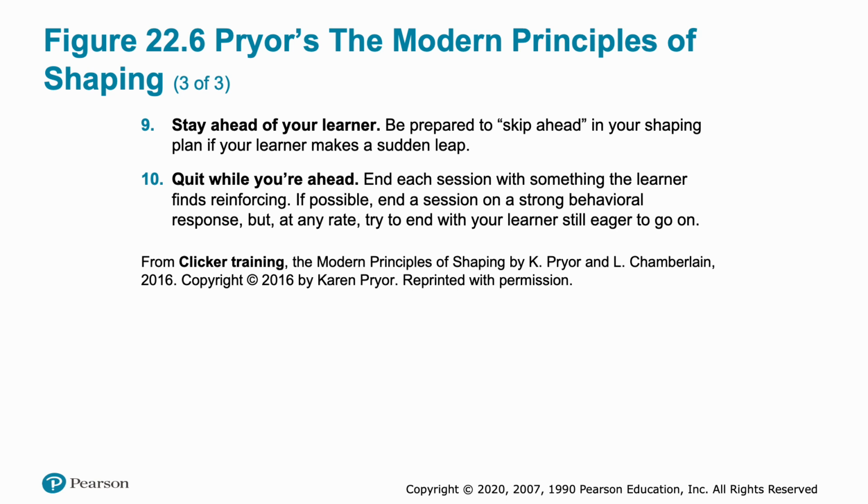Number 9 says, stay ahead of your learner. So be prepared to skip ahead in your shaping plan if your learner makes a sudden leap. I mentioned, be flexible. Be flexible with your steps. It's okay to have a plan in mind, but you need to be flexible and individualize things so that you're meeting your client where they are in that given moment. And then quit while you're ahead. End each session with something the learner finds reinforcing. If possible, end a session on a strong behavioral response. But at any rate, try to end with your learner still eager to go on.